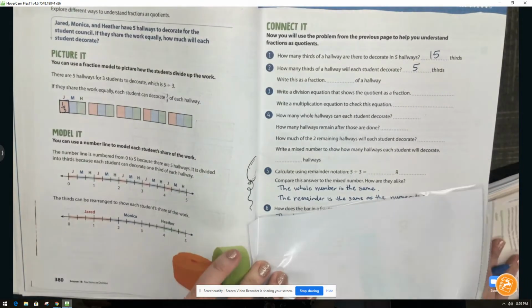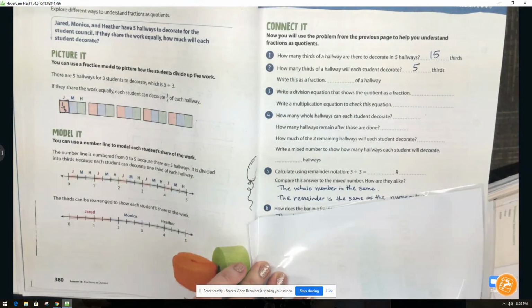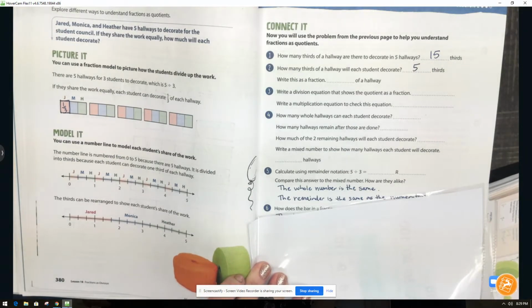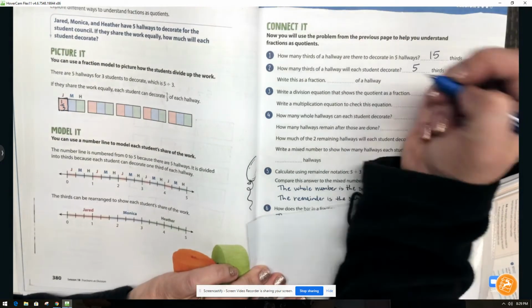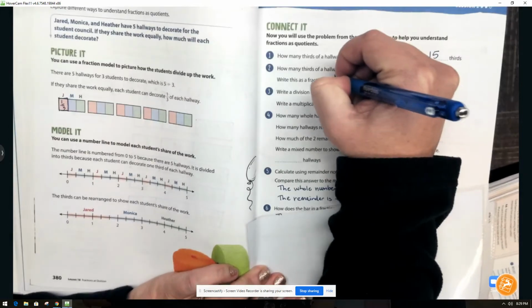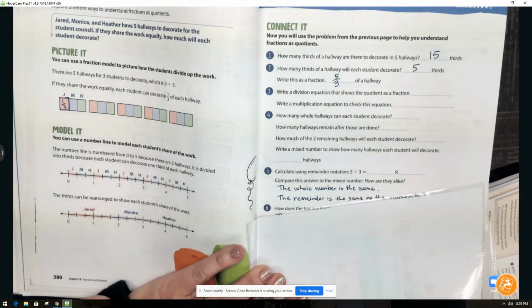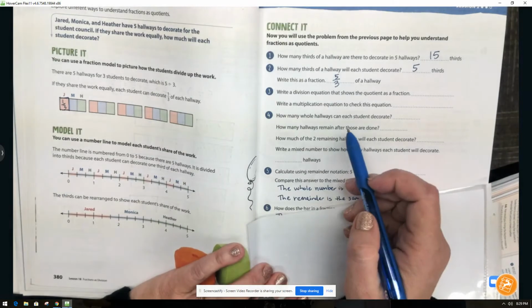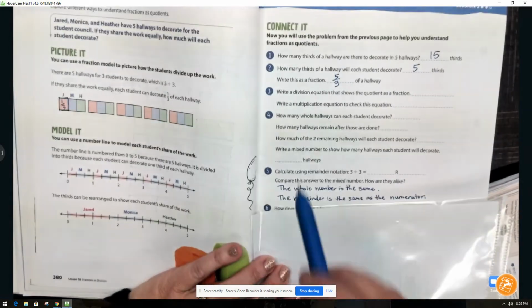Now we're going to write that as a fraction. How would we write 5 thirds as a fraction? That's right. We would just say 5 thirds. Now remember, 5 thirds is an improper fraction, which I'm assuming we'll get to at some point.